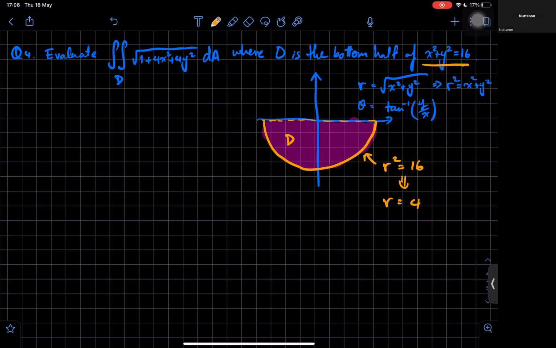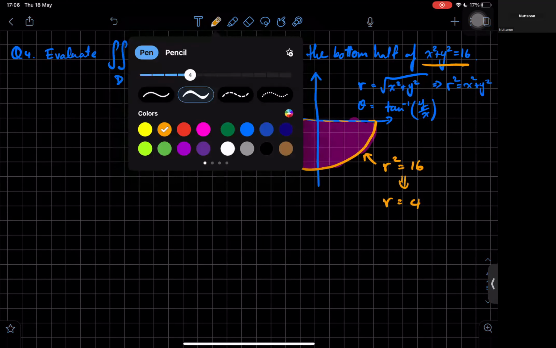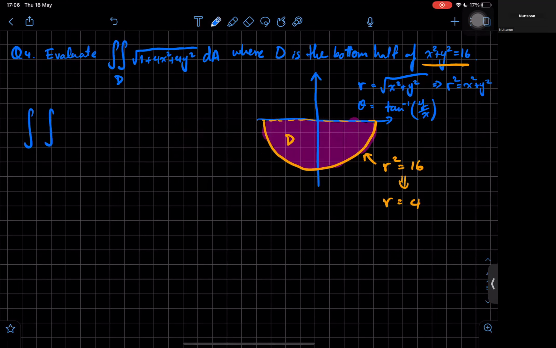And when you're doing it in the polar coordinates, you need to change everything to the polar coordinate. So the square root of 1 plus 4x squared plus 4y squared is just the square root of 1 plus 4r squared. And then when you change the x, y into the polar, it is r dr d theta. Don't forget r. It's r dr d theta. Many students forget r, and you will get a wrong answer.